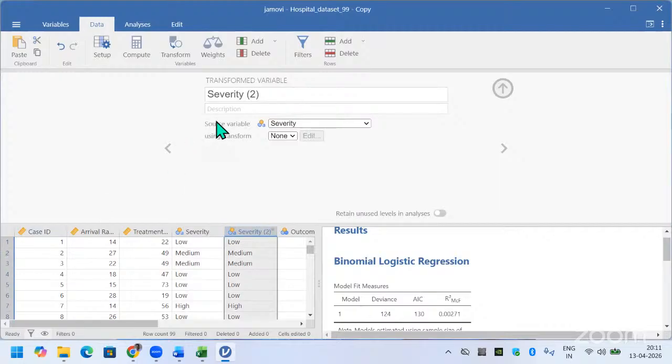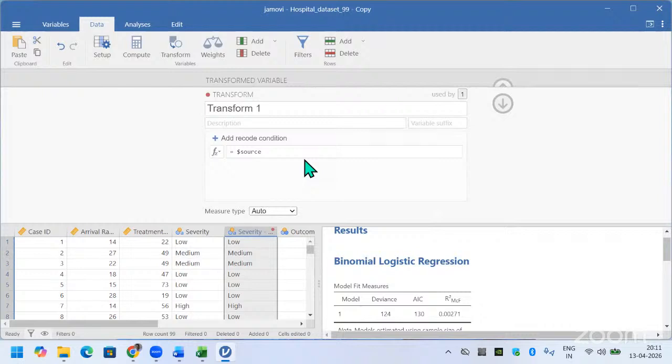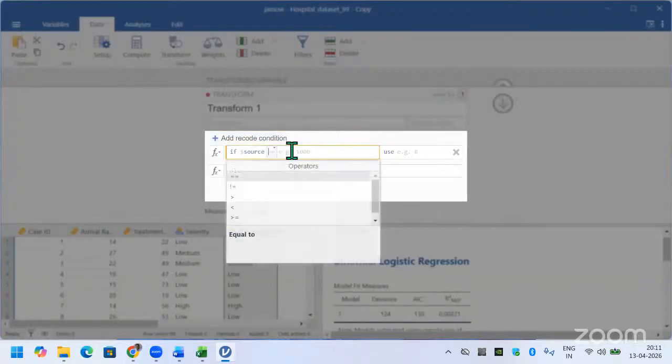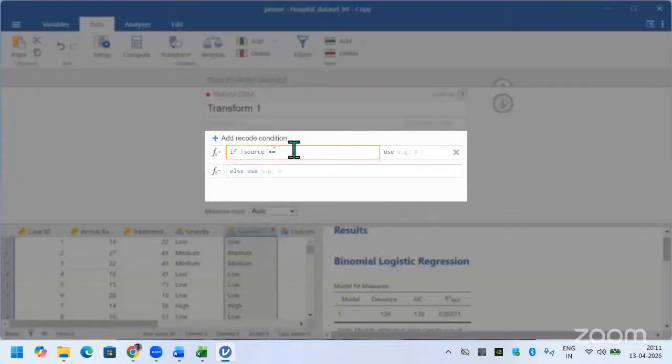Once that copy is done, I need to use Transform on it. I have to click this one, and there is an option to create a new transform. I'm clicking this, and it automatically takes a value called Transform 1. I'm taking a new transform here and clicking Add Recode Condition. Here I have to give my condition. This is equal to, with double equals, I mention low, which has to be given in double quotations. Low should be coded as 1.